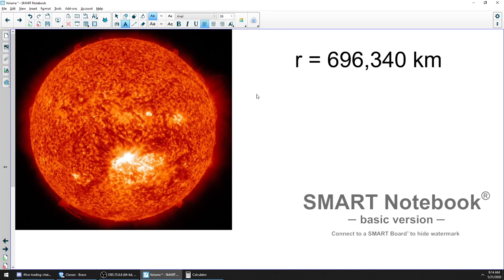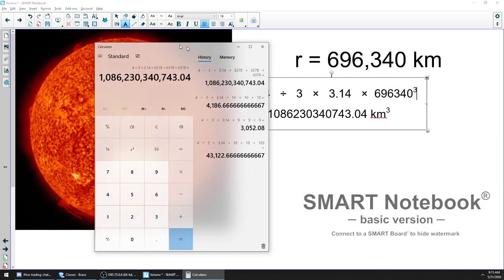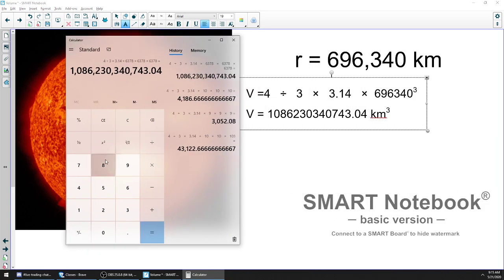696,340 kilometers. Let's see what happens if we plug this into the calculator. 696,340. Just to make it easier, I'm just going to put cubed here. Let's see what happens. So, again, 4 times 3.14, divided by 3. Remember, I could do it either way. It's whatever comes first.